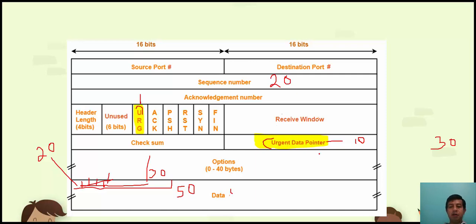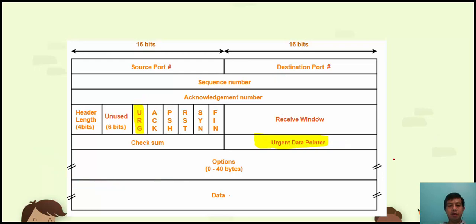So basically they are the same thing. I guess you have understood how this particular field is used, and remember that the URG flag has to be used with this urgent data pointer. Again, this particular URG flag is very rarely used. It is used only where there is a requirement of sending very urgent data. Clear?